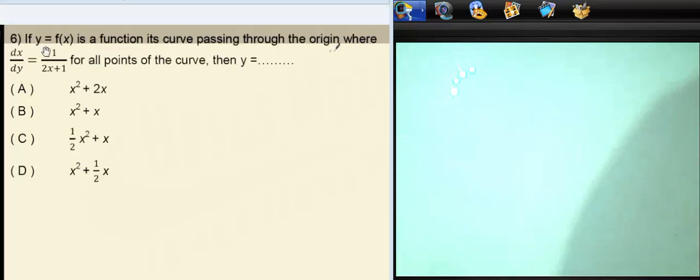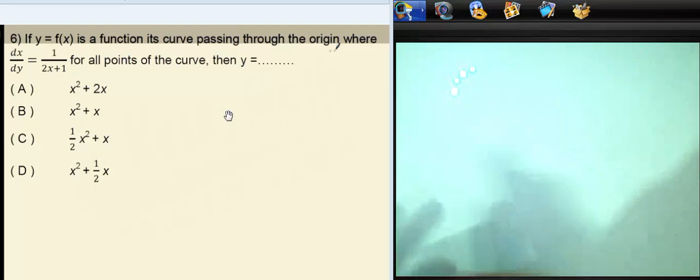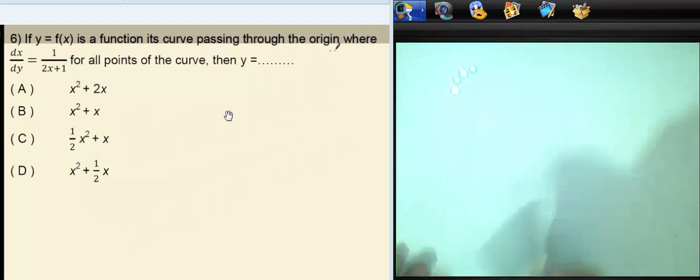Question 6. If y equals f of x is a function, its curve passing through the origin point where dy over dx, here he writes the inverse about the slope, okay, is 1 over 2x plus 1 for all points of the curve. Then y equals what? He asked about y. He tells us the function's curve passes through the origin. Okay, we can find the function from this derivative by integration.